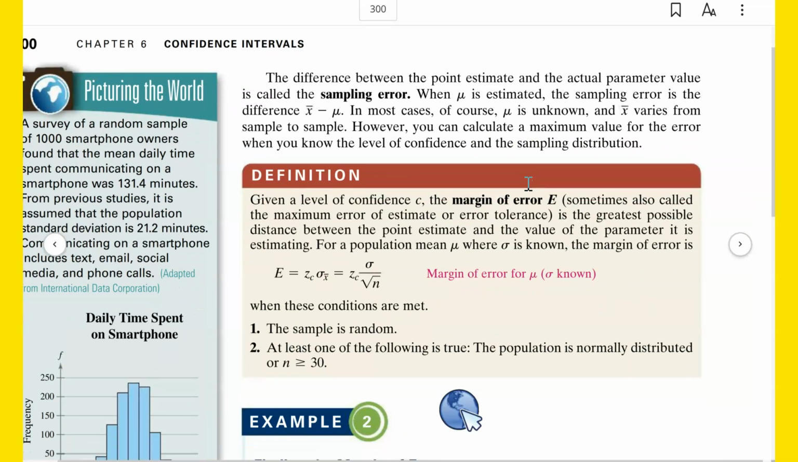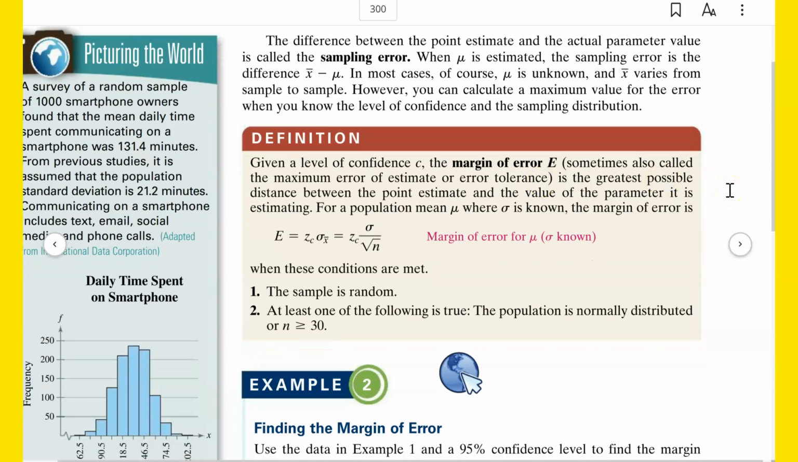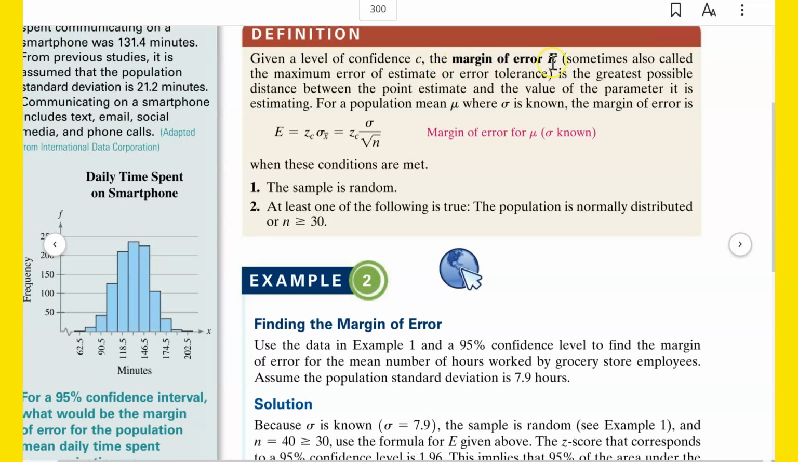The difference between the point estimate and the actual parameter value is called the sampling error. When mu is estimated, the sampling error is the difference x bar minus mu. In most cases, of course, mu is unknown and x bar varies from sample to sample. However, you can calculate a maximum value for the error when you know the level of confidence and the sampling distribution. Given a level of confidence C, the margin of error E, sometimes also called the maximum error of estimate or error tolerance, is the greatest possible distance between the point estimate and the value of the parameter it is estimating. For population mean mu, where sigma is known, the margin of error E equals z sub c times sigma of x bar, which equals z sub c times sigma over the square root of n.